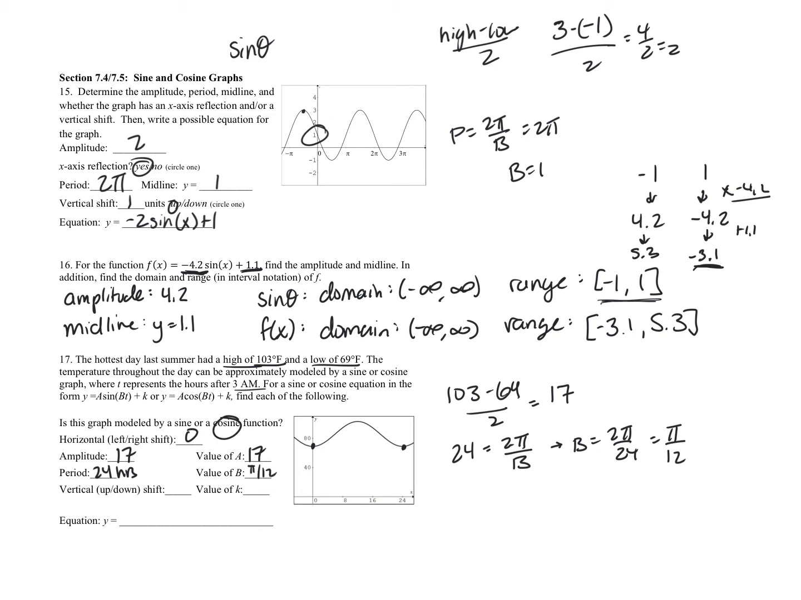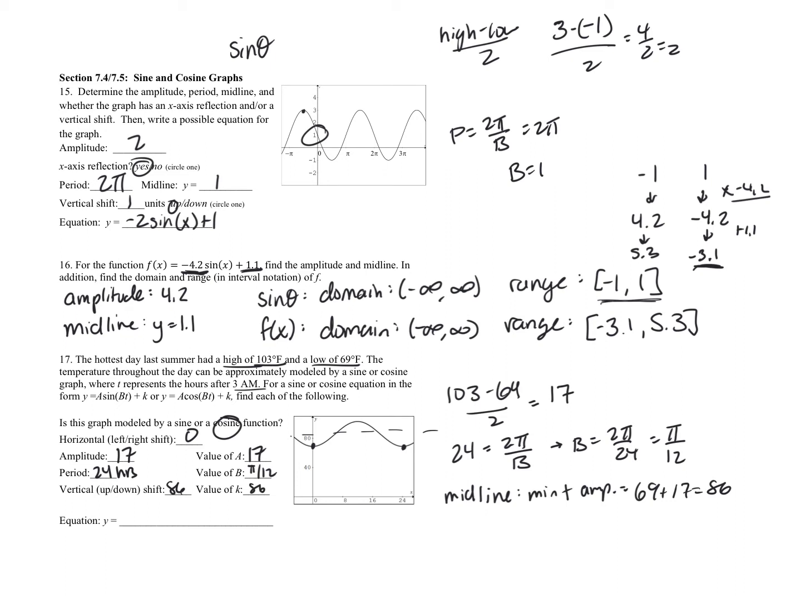And then finally, we need our vertical shift, which is also our value of k. So that's our midline. And so our midline is going to be equal to our minimum plus our amplitude. So that's going to be our 69 plus our amplitude of 17 to get our final answer as 86.